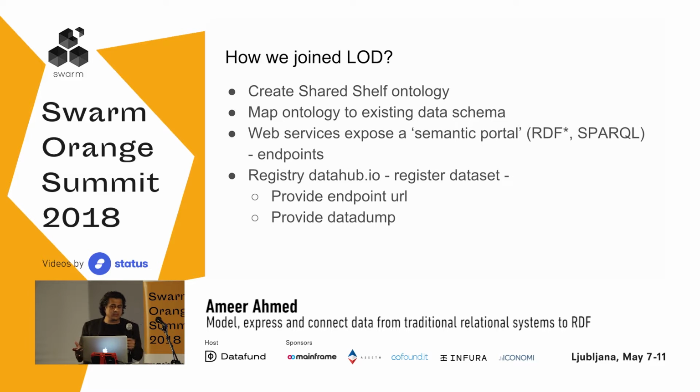So how do we join it? Well, going back to what I showed you before, Shared Shelf was our main platform. So we created an ontology on Shared Shelf, and then we mapped that ontology to our data schema, and then we exposed our data through a semantic portal, essentially endpoints, to access that data. Then you register the data set, you register your endpoint URL, and you also provide your entire data dump to the Data Hub IO.